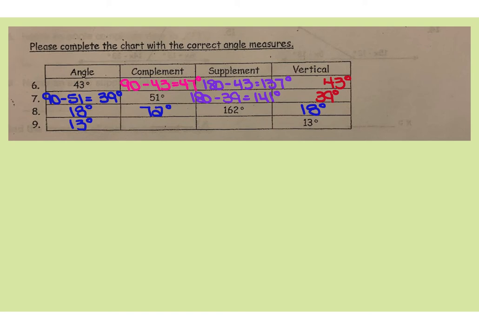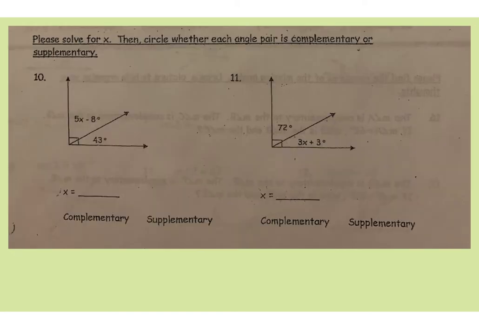57. What is it? 77 degrees. And what is the supplement? Okay, Reese. 167. What was it? 167 degrees. Very good. So what's our key number for complement? 90. Supplement? What do you know about vertical angles? They're congruent. Very good.